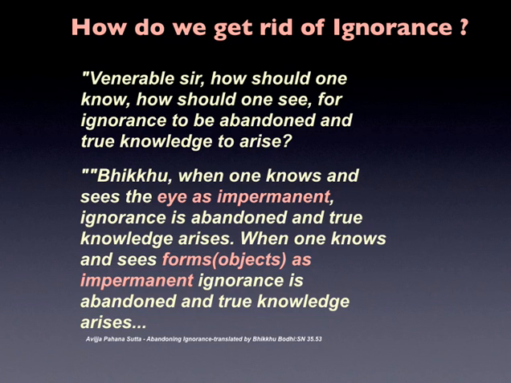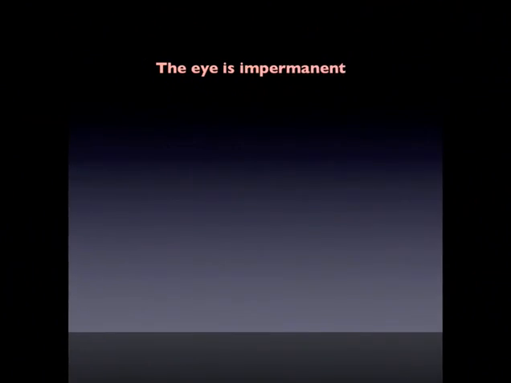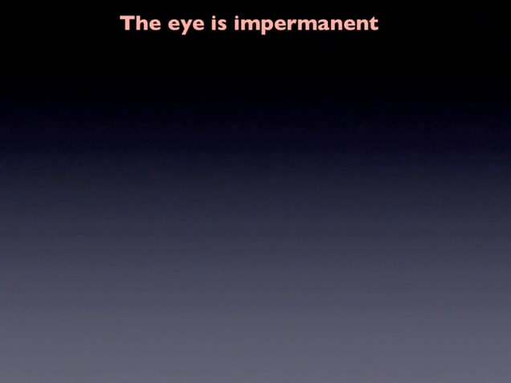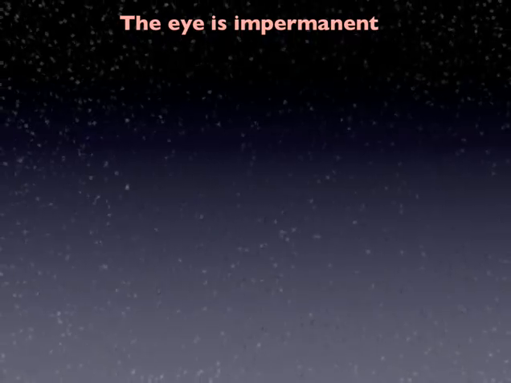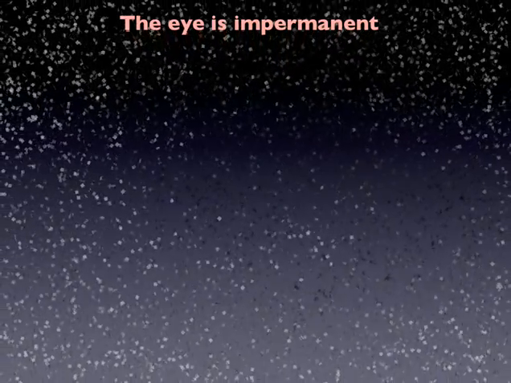So you can see impermanence is the gateway, if you want to think of it as a gateway, for insight meditation. And this is the key to getting rid of ignorance, which is a very difficult thing to understand. So when you say the eye is impermanent, what do we mean by this? For any impermanent thing, you see a rising of the impermanent object.